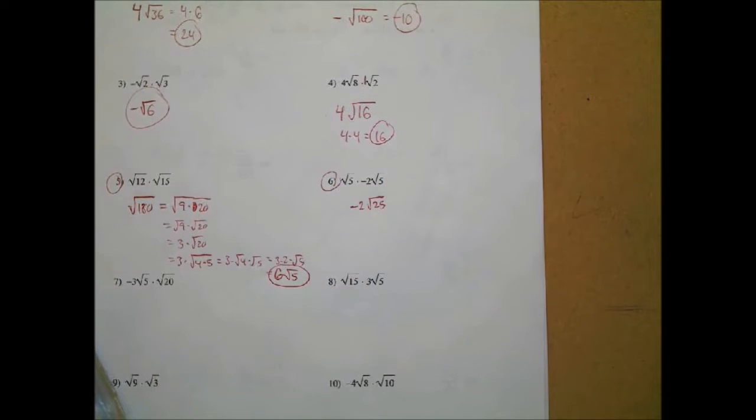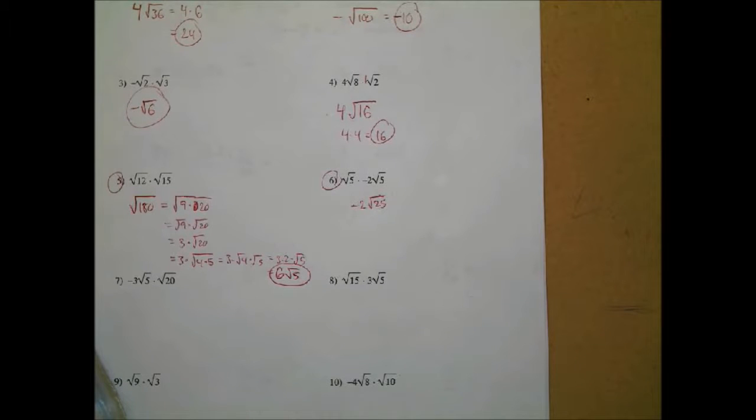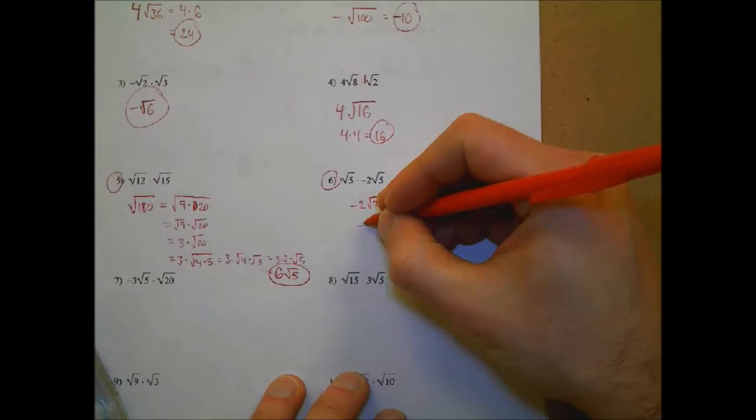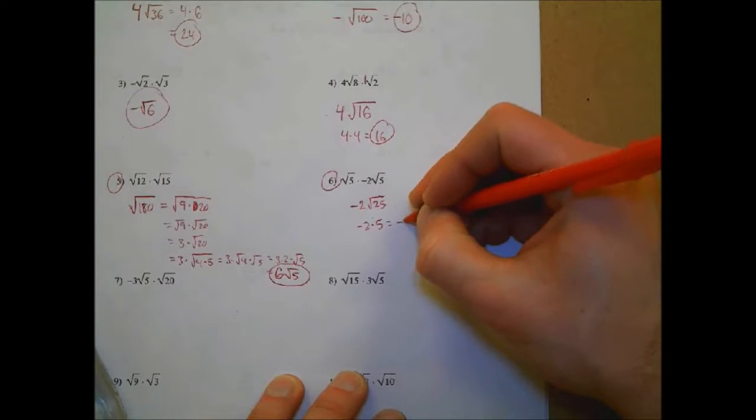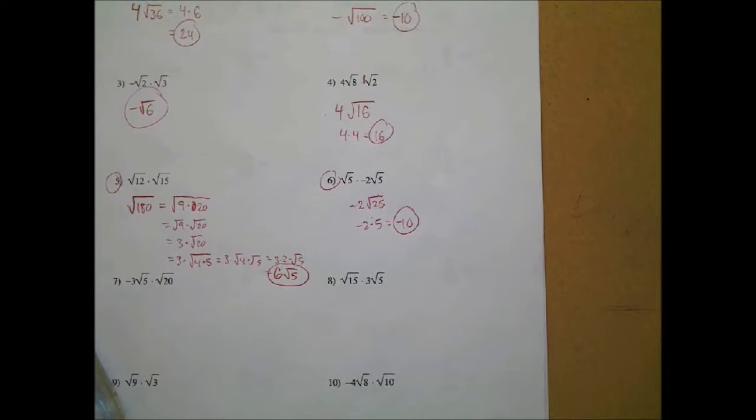Shepherd, do you know what is the square root of 25? It's 5, yeah. So we end up with negative 2 times 5. And so the final answer is actually negative 10. Negative 10 for your final answer there. Okay? Very good, sir. Questions on any of these?